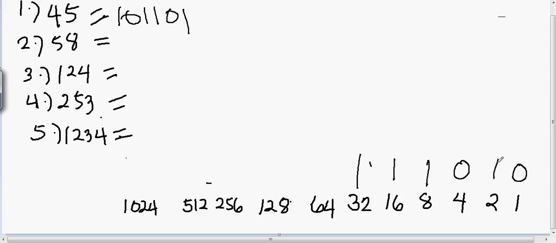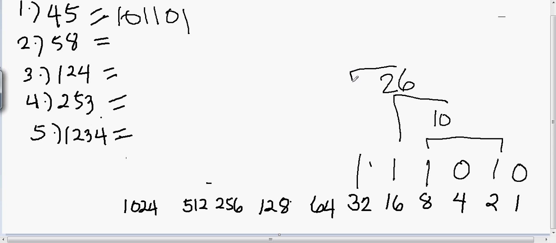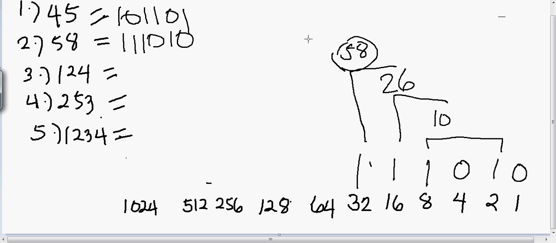Right, so to check if we got the correct answer, all we need to do is add all these numbers with the corresponding 1. So 2 plus 8 equals 10. 10 plus 16 is 26. 26 plus 32 is 58. So we got the correct answer. Again, we will read it from left to right. So 58 is equal to 1 1 1 0 1 0. Right, so let's go on to our next number.